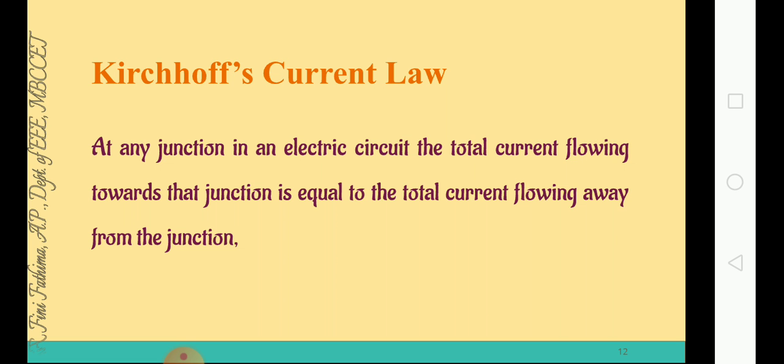Easily we can say, according to Kirchhoff's current law, in a circuit the total of the currents entering the junction is equal to the total of the currents leaving the junction. This law can be called Kirchhoff's first law or Kirchhoff's current law, or Kirchhoff's law on conservation of charge.